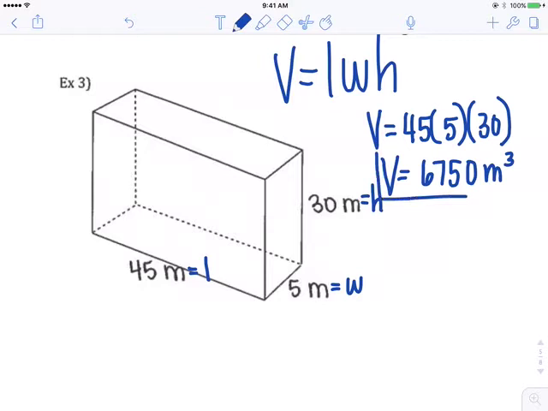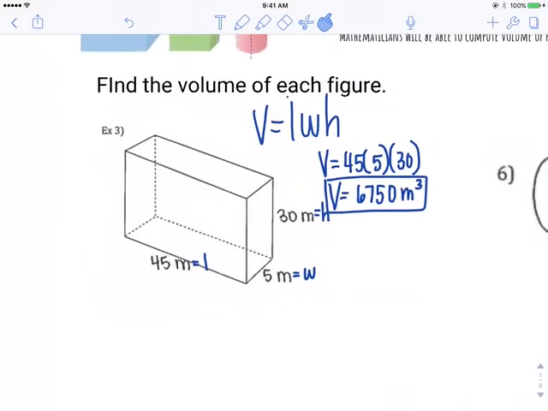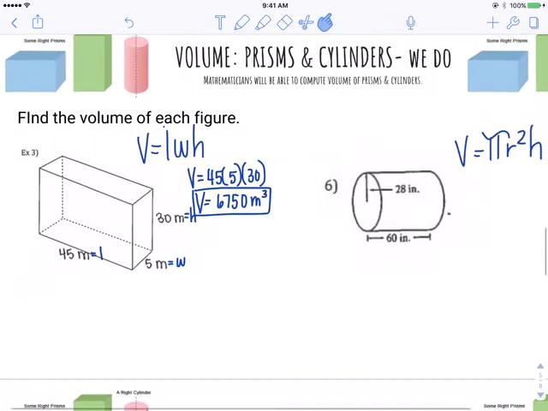I did notice on our pretest on this, a lot of people already knew what they were doing when it came to volume of rectangular prisms because the formula is so simple. So just make sure that you're checking your work when you use your calculators. Cylinders, again, are a little more complicated because we have pi and the radius squared involved.